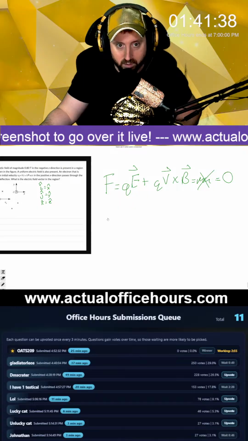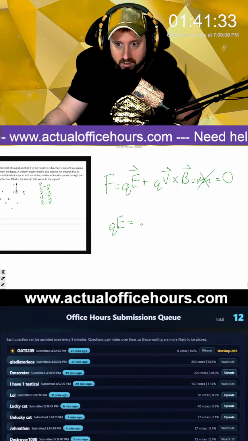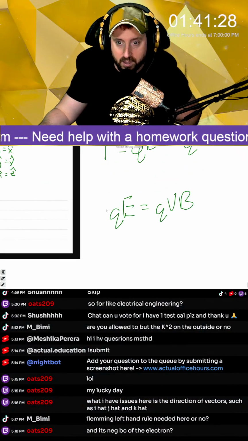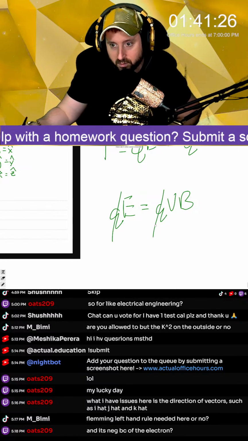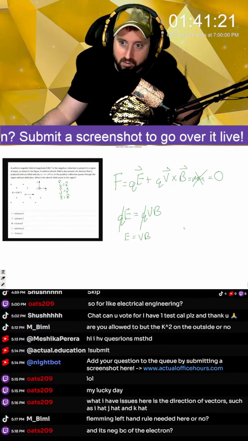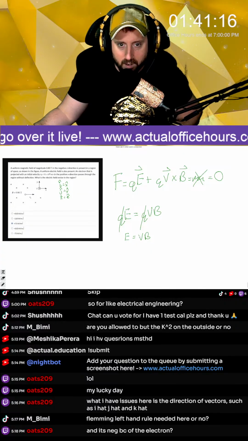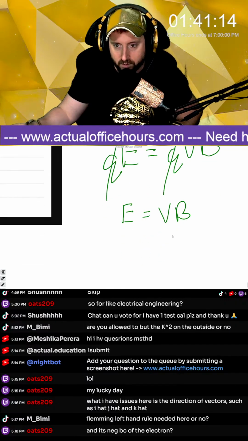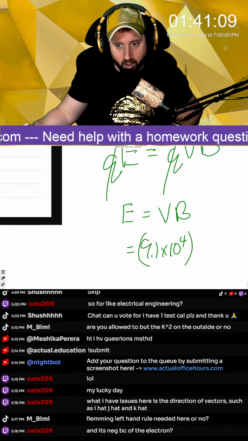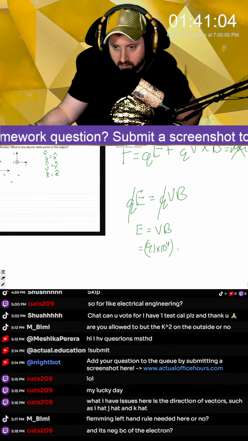So let's figure out what QE would be. So I have that QE. I'm just going to do magnitudes. Needs to equal QVB. Yes, exactly, because the electron, the Q goes away, and so I get that E needs to equal V times B. V is the velocity, and B is the magnetic field strength. And so the velocity, they said, was 9.1 times 10 to the 4. And then here, I'll help you with the direction in a second. And then B is 0.8.